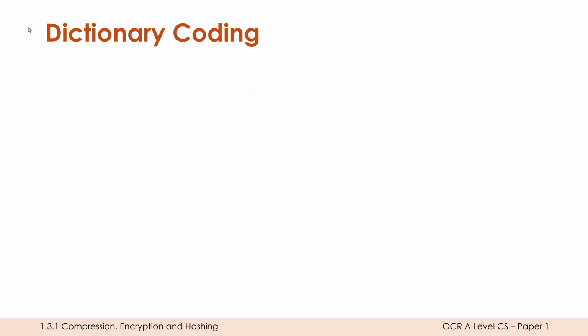A second type of lossless compression is dictionary coding. This is really a category of lossless compression. There are lots of specific algorithms within this category, lots of which are quite complicated and they can be quite different actually. Let me give you a high-level summary of the approach because that's what you need for A-level.